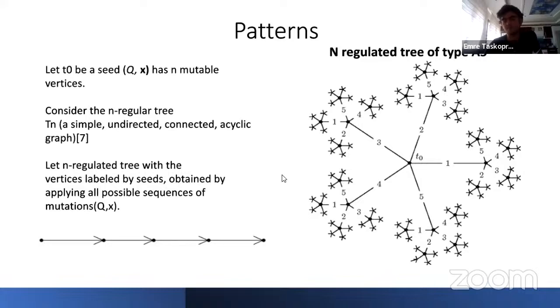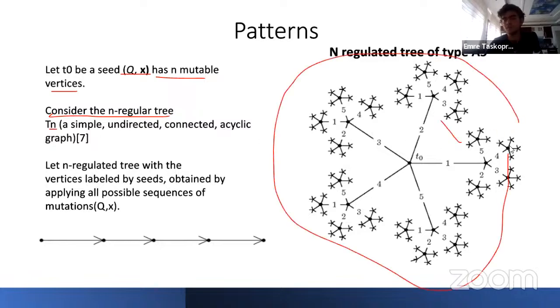Next, moving on to patterns. This is where things get more intriguing. Let T0 be a seed Qx has n mutable vertices. Consider the n-regulated tree Tn, a simple undirected connected acyclic graph, which is shown over here. And we used tree of unregulated of type A5. What does A5 mean? We've talked that A2 equals 2 nodes and 1 quiver. And in this case, A5 equals 5 nodes and 4 quivers that is connecting them, that is bonding them.